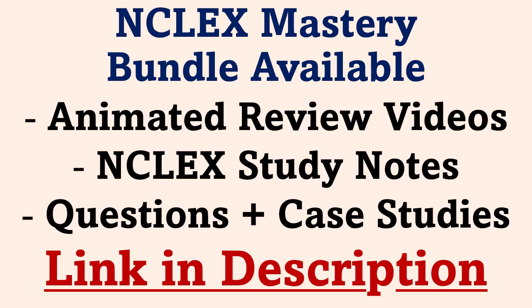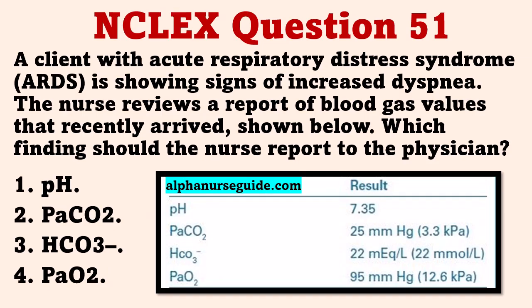Back to the questions. A client with acute respiratory distress syndrome is showing signs of increased dyspnea. The nurse reviews a report of blood gas values that recently arrived. Shown below, pH is 7.35, PaCO2 is 25, HCO3 is 22 milliequivalents per liter, and PaO2 is 95. Which findings should the nurse report to the physician? 1. pH. 2. PaCO2. 3. HCO3. 4. PaO2.